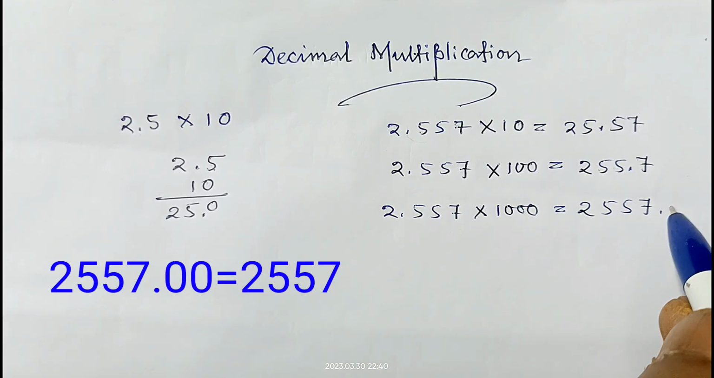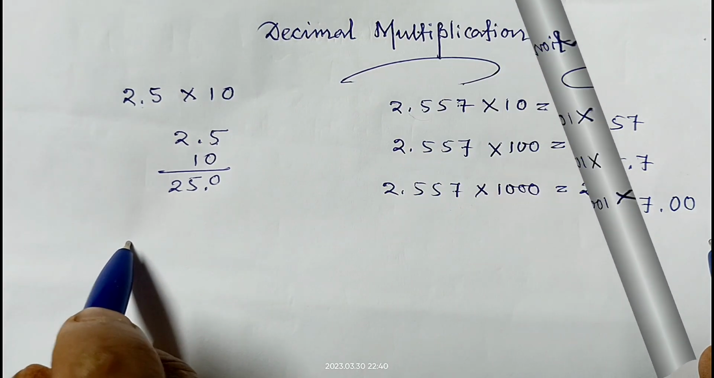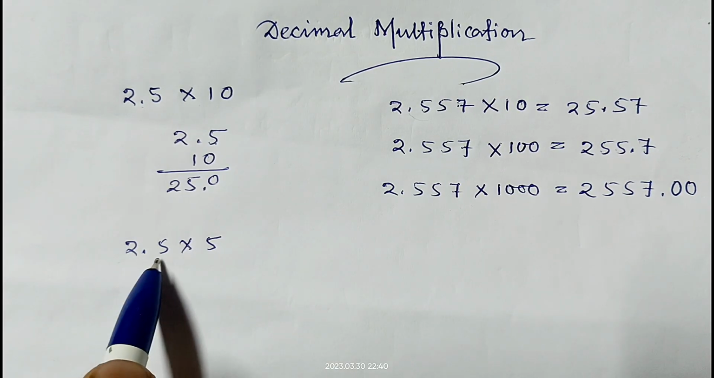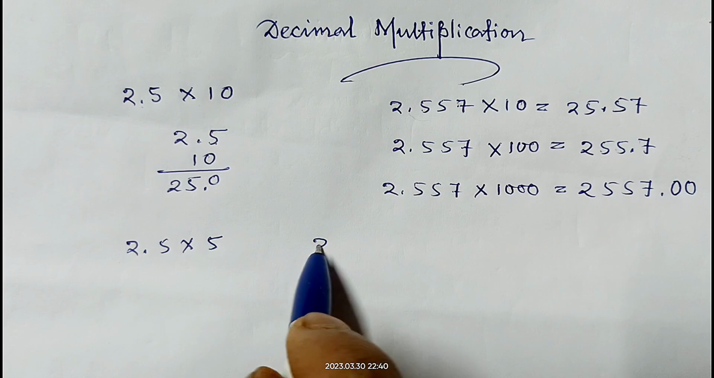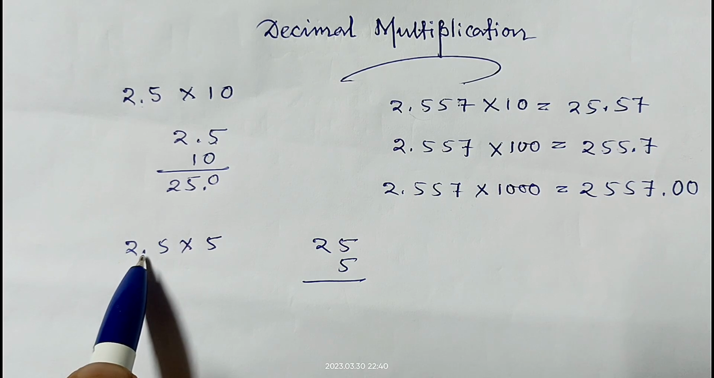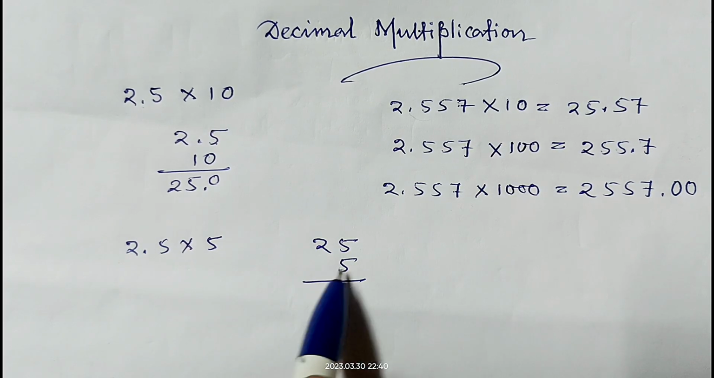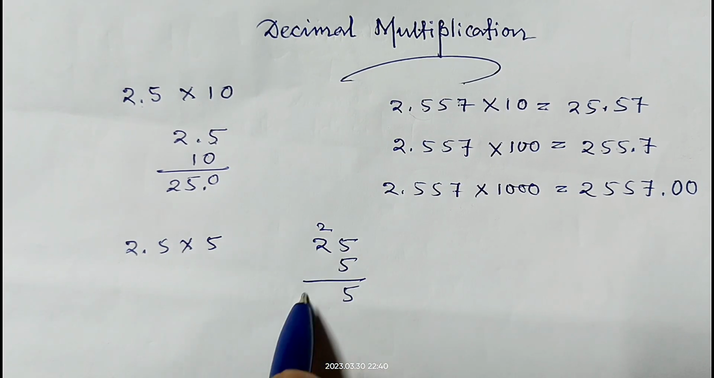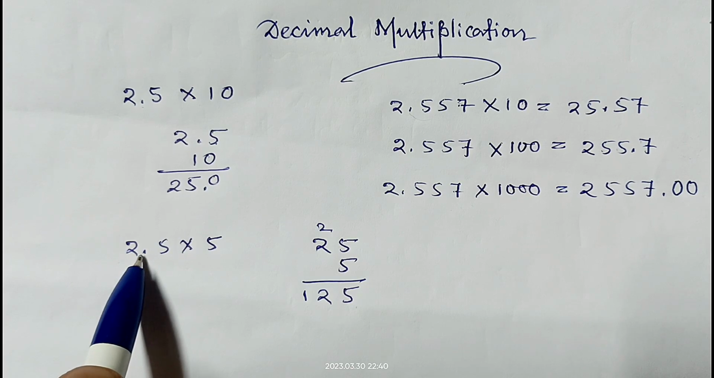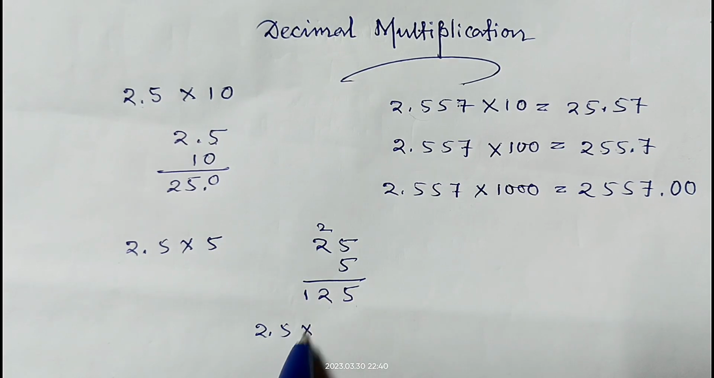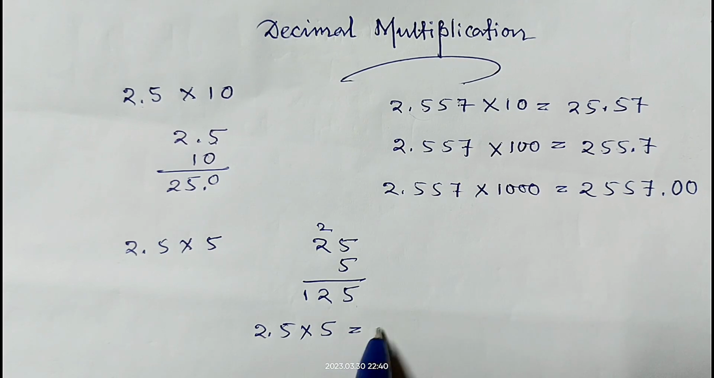So we can write 2557.00. Multiply 2.5 by 5. Now when you multiply 2.5 by 5, we can do it like this, 25 into 5. Initially we are not considering the decimal, we are just writing 25 and 5. 5 fives are 25, 5 twos are 10, 10 plus 2 is 12. Now here after decimal there is one place, so here also after decimal it will be one place, so it will be 12.5.